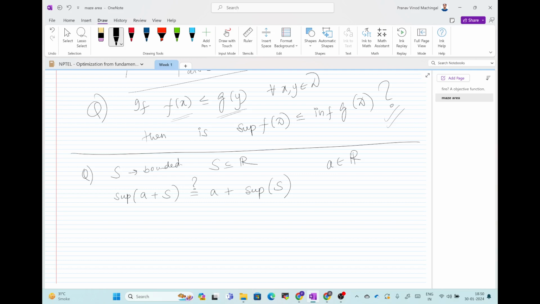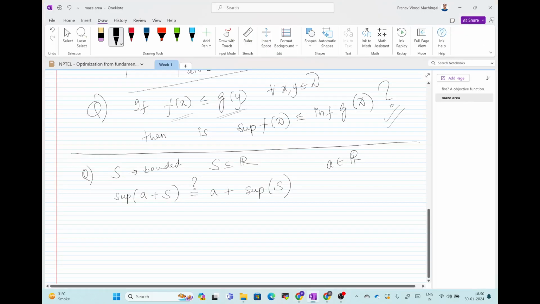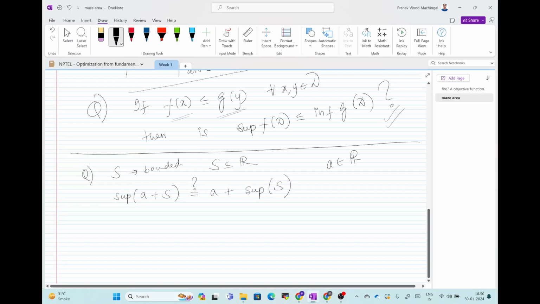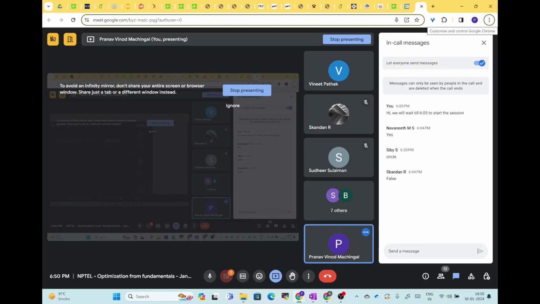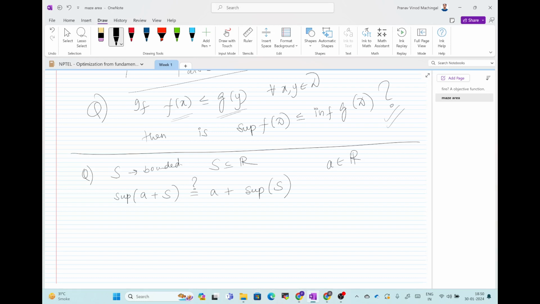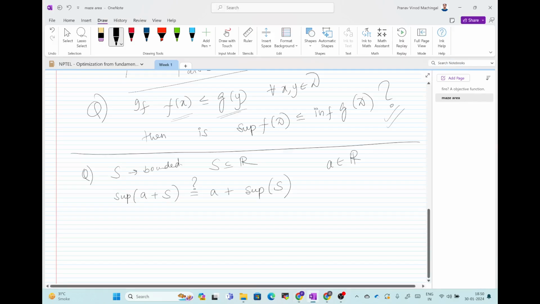So is this equal or is it unequal? Yes, Kandan. False is for this question or previous question? Yeah, it was for a previous question. Okay, okay. For this question, is it true or false?